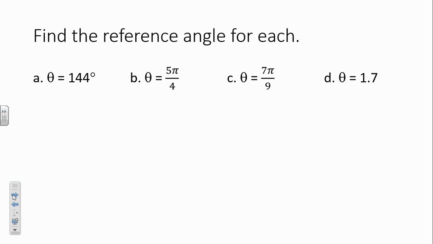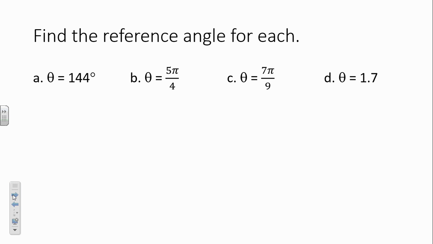Now we want to find the reference angle for these four angles. Always, if it's in degrees, keep it in degrees. If it's in radians, write your answer in radians. Okay, rule of thumb. So if theta is equal to 144 degrees, think of where that's located.